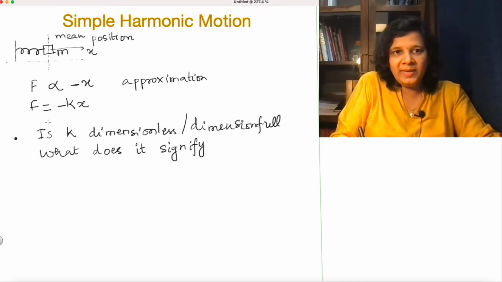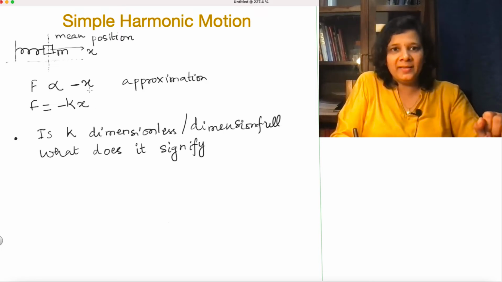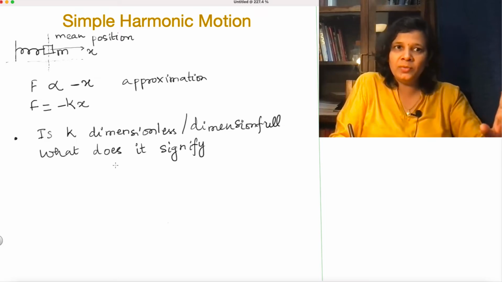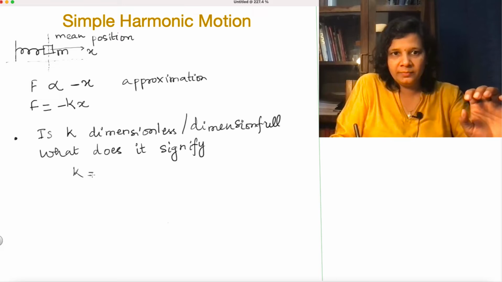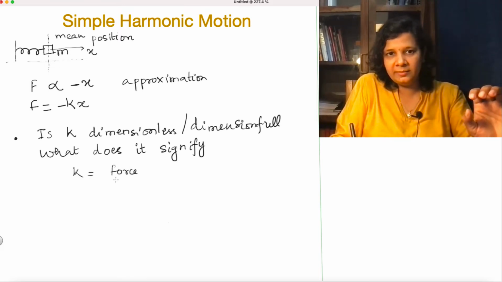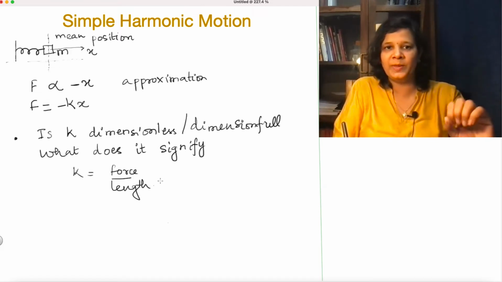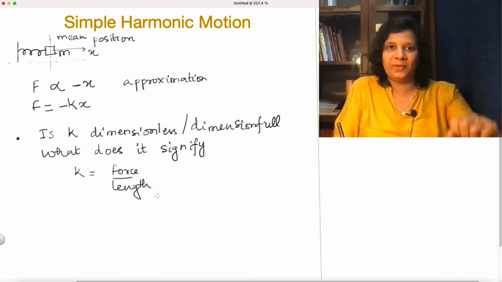From this equation it is very clear that the left hand side has units of force, and the right hand side, if I take my k dimensionless, then x has units of length. So this equation will be dimensionally incorrect. So in order to have this equation dimensionally correct, k should have dimensions of force per unit length. So one thing we understood, that k is dimensionful and it has units of force per unit length.